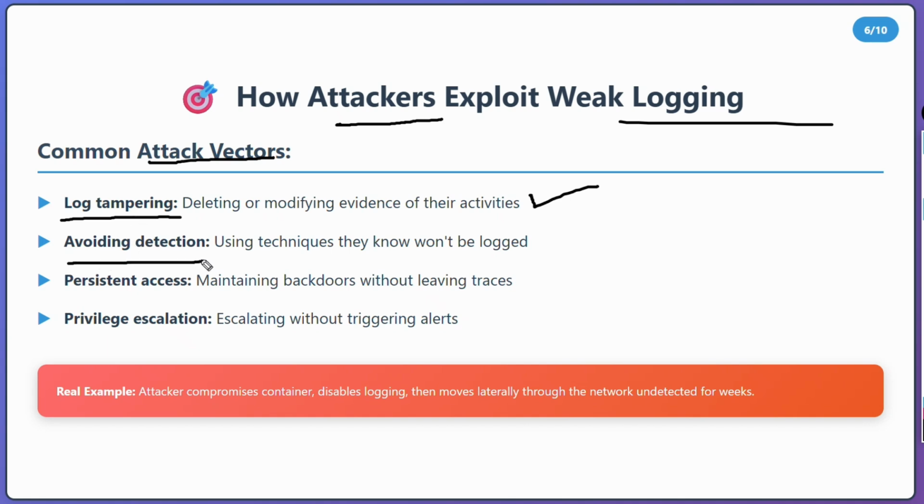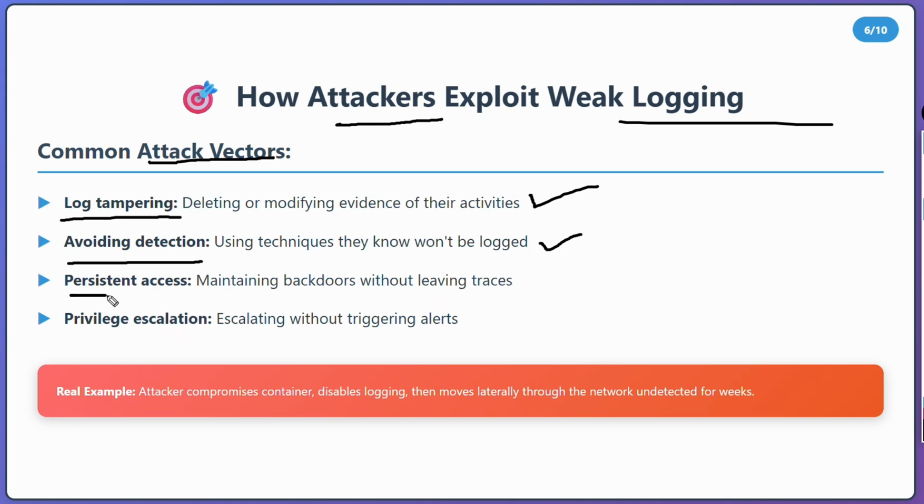And avoiding detection. That means they use techniques they know won't be logged. This attack vector will be chosen especially by skilled attackers. They use low-noise methods like exploiting unmonitored ports or some API calls to stay under the radar.